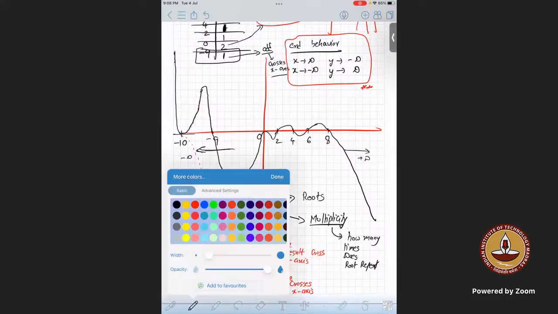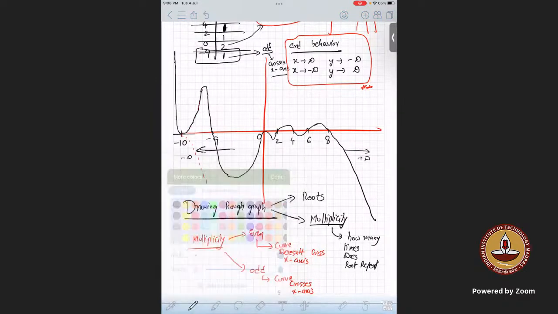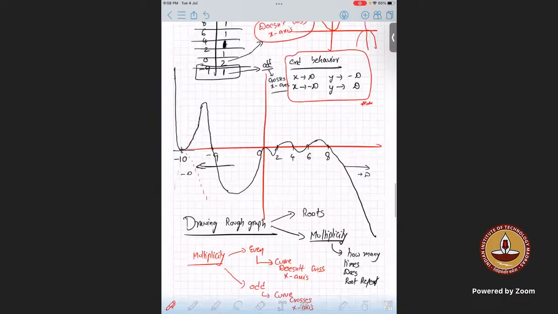I'm drawing in green. Look, if you reverse the graph, I mean, if you reverse the endpoint behavior, everything will change. It will be like this. It will be like this. Everything will change.